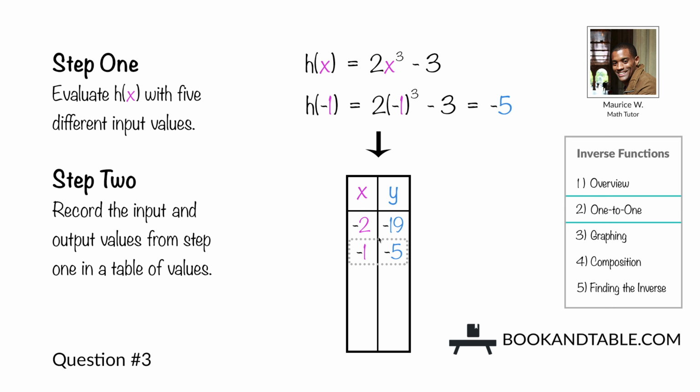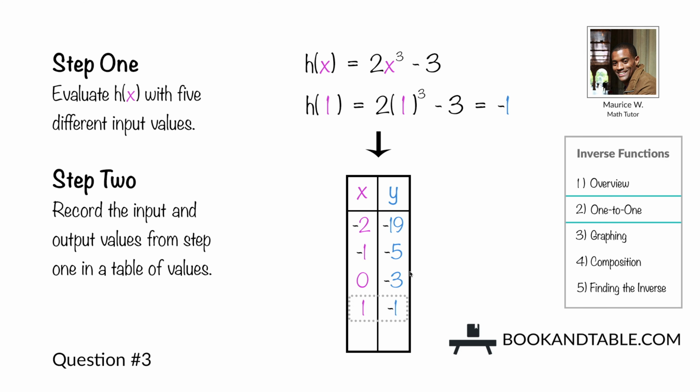We then plug in negative 1 for x. Negative 1 cubed is negative 1. 2 times negative 1 is negative 2. And negative 2 minus 3 is equal to negative 5. So the input is negative 1 and the output is negative 5. We then plug in 0 for x, showing us h of 0 is equal to 2 times 0 cubed, which is 0. And 0 minus 3 is negative 3. So the input is 0 and the output is negative 3.